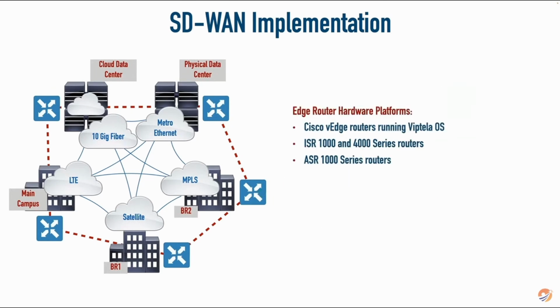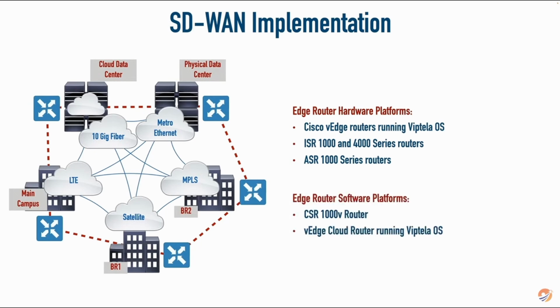Well, Cisco's vEdge routers are physical routers, and they're running Viptela's operating system. We could also use some models of ISR, or integrated services routers, or ASRs, aggregation service routers. And the software, or the virtual routers, include Cisco's Cloud Services Router, the CSR1000V, or a vEdge Cloud Router, again running Viptela's operating system. And that's a look at how Cisco provides an SD-WAN solution based on their Viptela acquisition.